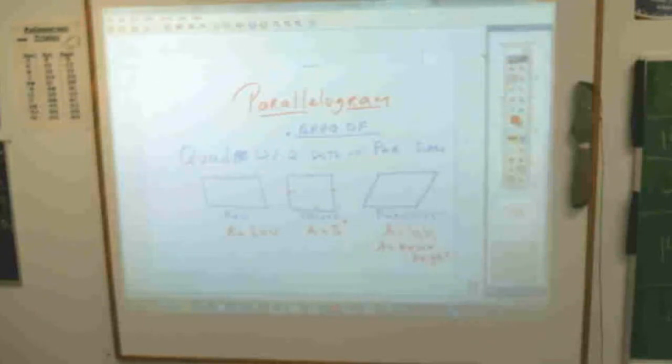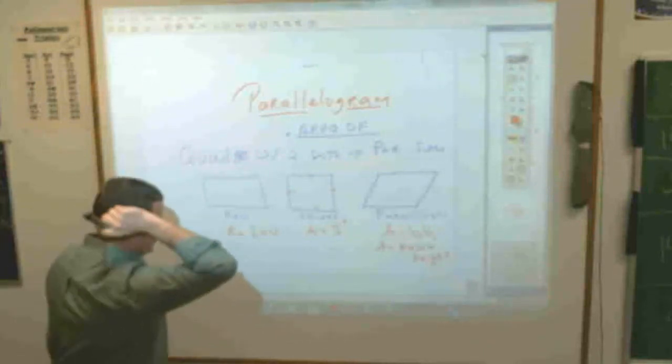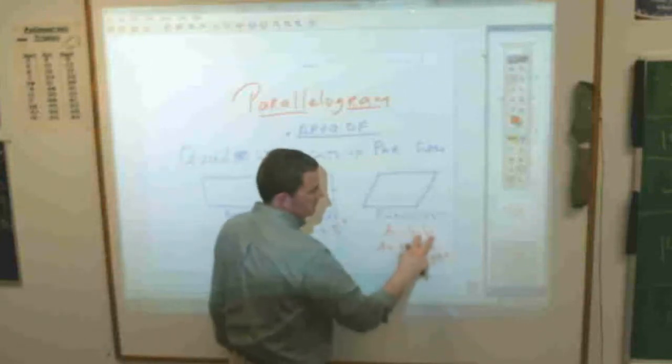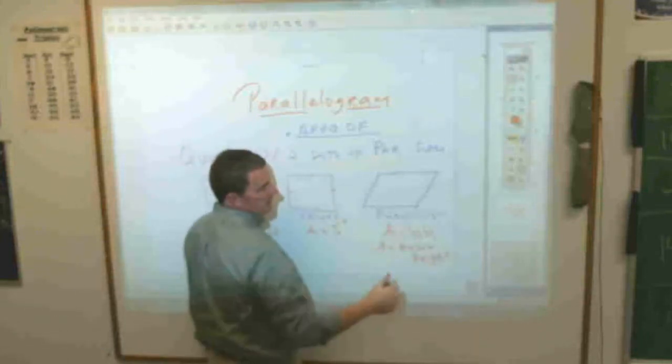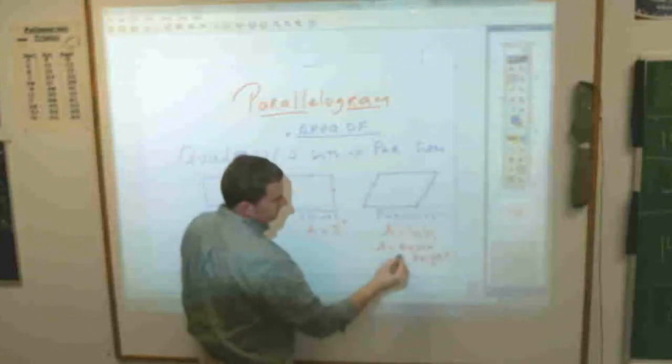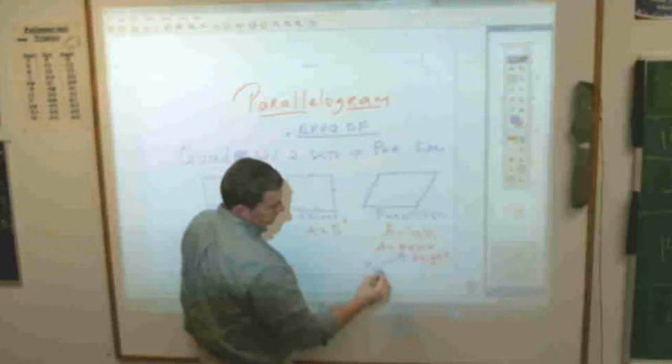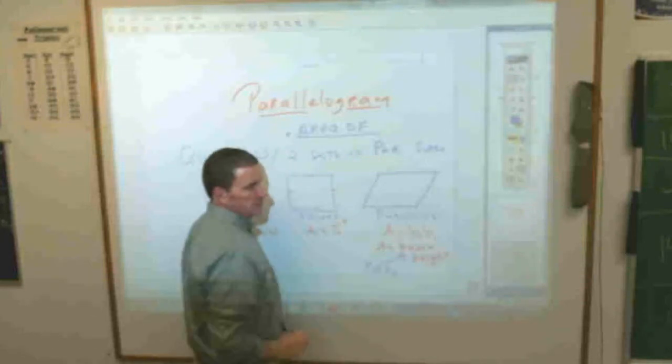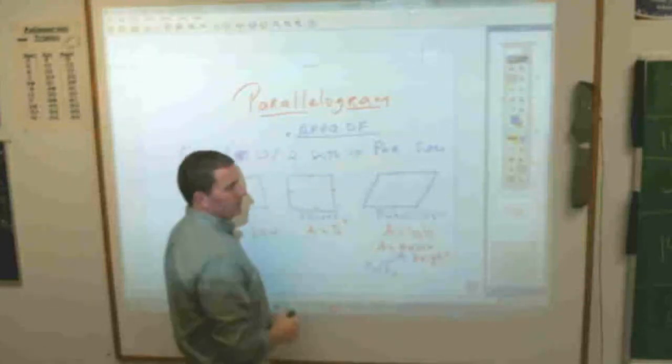Caleb? It should be perpendicular. Exactly. When you look at the words base and height, when they're in formulas, base and height have to be perpendicular. Just like with a triangle, same thing with this parallelogram.